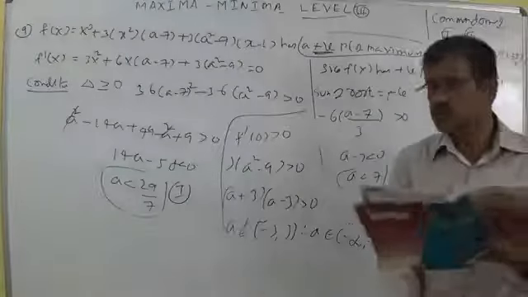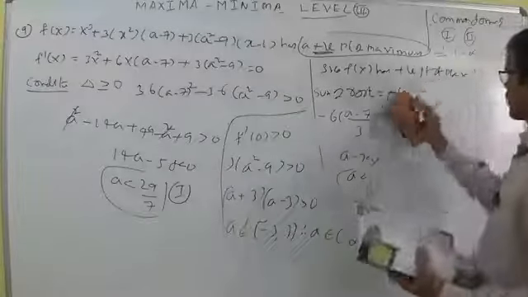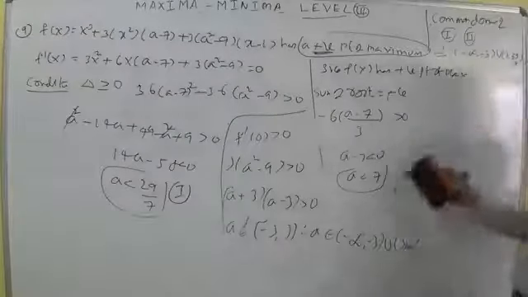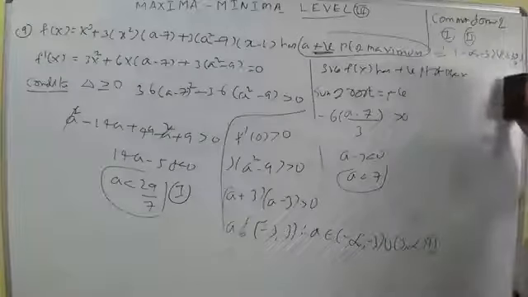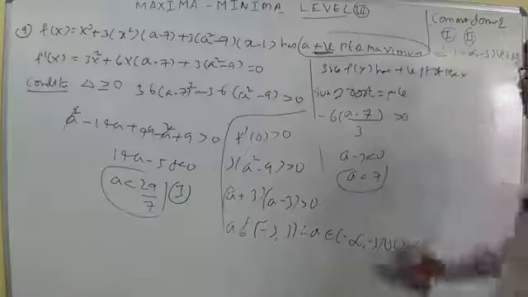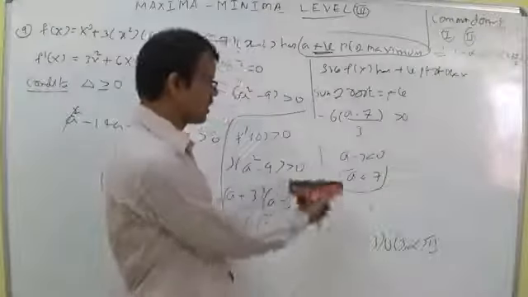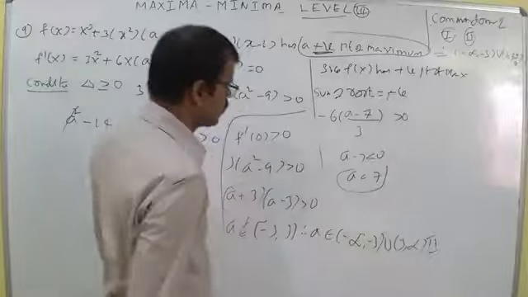That's all here, the second option. Better to strike off this one, no need to write. If you write it also, no problem, because 29 by 7 is 4 point something and 7 is much greater than 4. So no need to write. If you calculate the common domain also, this is not needed.